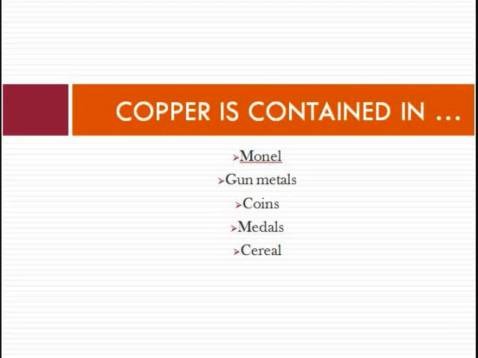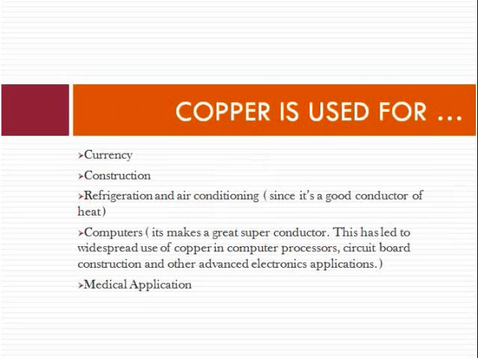Chapter 9 is what copper is contained in and what it's used for. Copper is contained in monel, gunmetals, coins, medals, and many more, and cereal. Copper is used for currency, construction, refrigeration and air conditioning since it's a good conductor of heat. Computers, it makes a great superconductor. This has led to widespread use of copper in computer processors, circuit board construction, and other advanced electronics applications and medical applications.